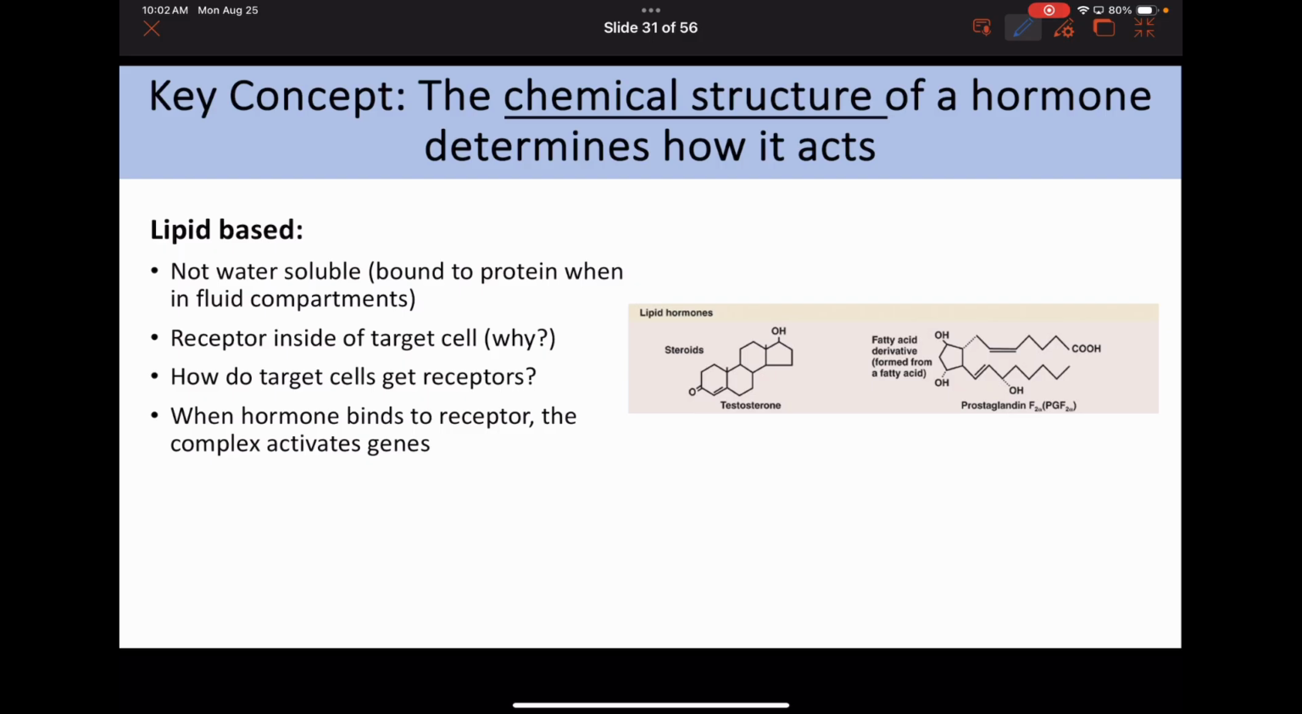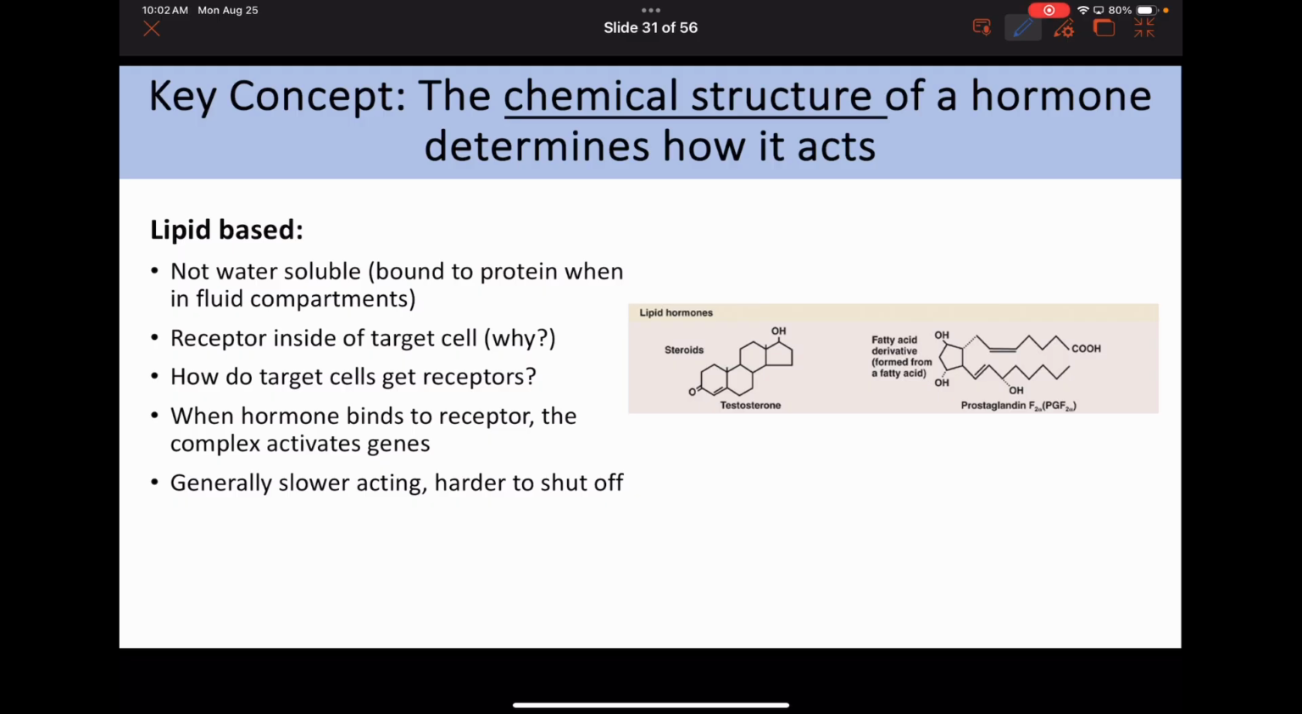So lipid-based hormones, when they do bind to a receptor, and this is going to be on the inside of their target cell because they have the ability to cross that plasma membrane, their process is going to be a little bit more complicated. So how lipid-based hormones work is they go into their target cell, okay? They bind to a region of the DNA to turn on a gene to make another protein that's going to carry out that response, whether it's an enzyme or some other chemical. And so again, when a hormone binds to the receptor on the inside of the cell, the complex activates genes, and I'll show you how that works.